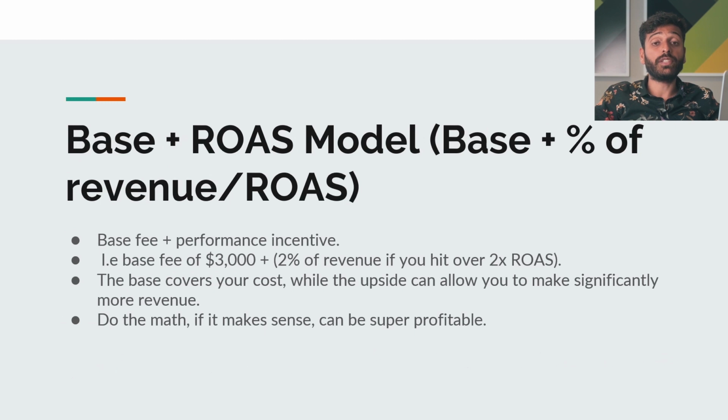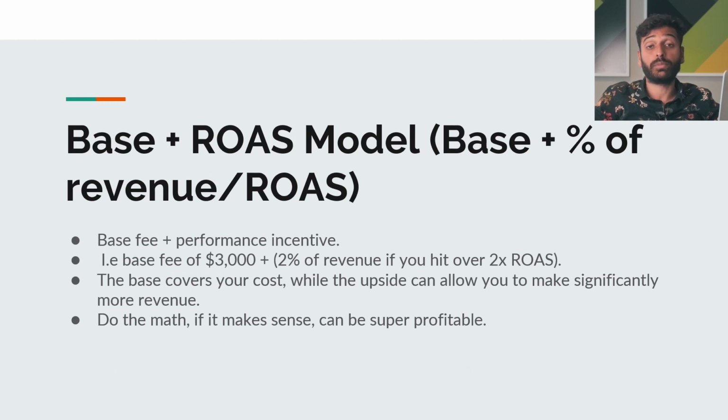So this is a base fee, but instead of a percentage of ad spend, you actually have a performance incentive. Let's say you have a base fee of $3,000, and then let's say it's 2% of revenue if you hit over 2x ROAS. So for example, if you make the client $150,000 and you hit the 2x ROAS goal, then you get 2% of that, which would be around $3,000, I believe. So then you end up making $6,000. So the base covers your costs and the upside allows you to make significantly more.